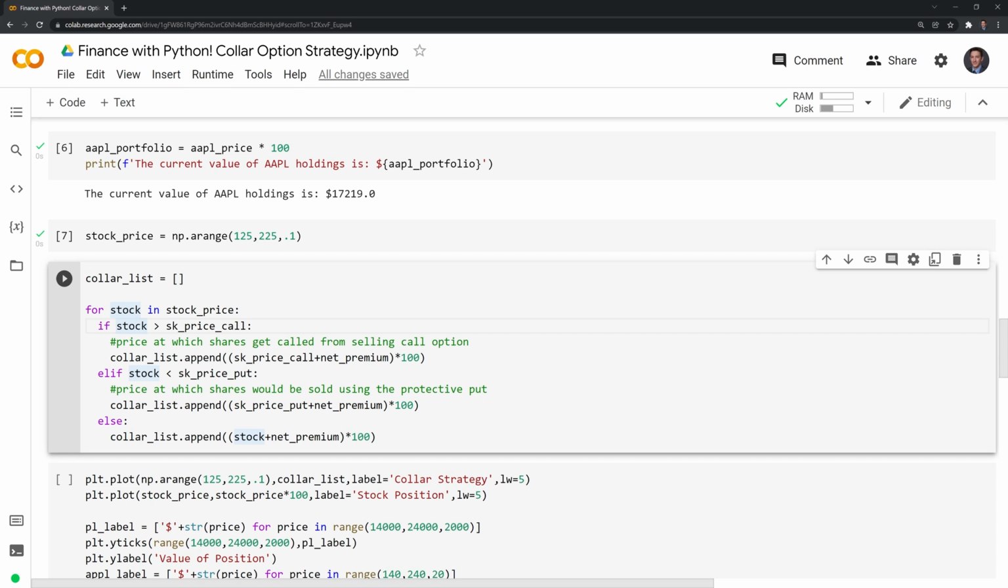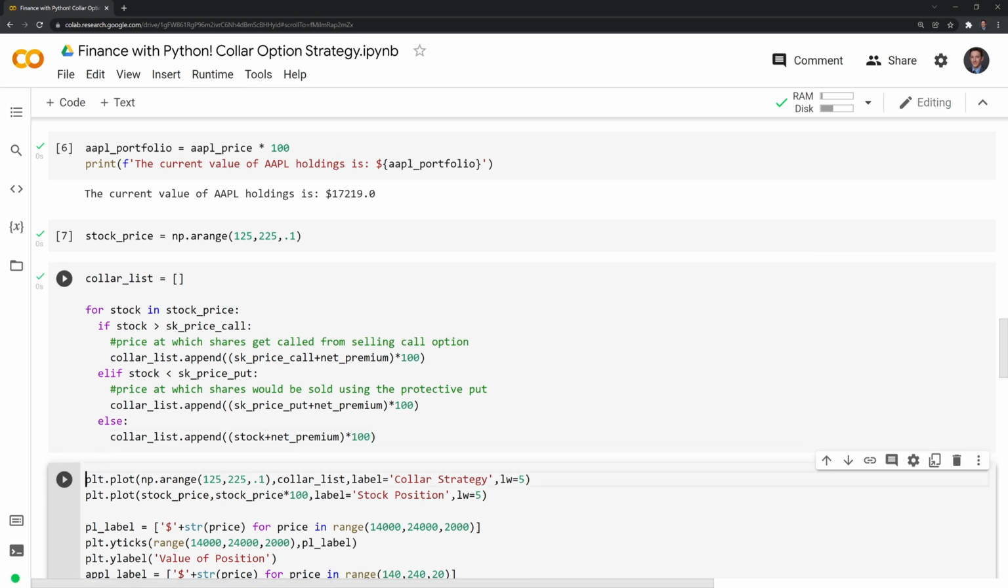If the stock price is less than the strike price of the put option, then the value of our portfolio is going to be the strike price plus the net premium multiplied by 100. Finally, if the stock price is somewhere in between our maximum value and our minimum value, then we'll just take the stock price and add the net premium to it. Let's run this, and let's run it here as well.